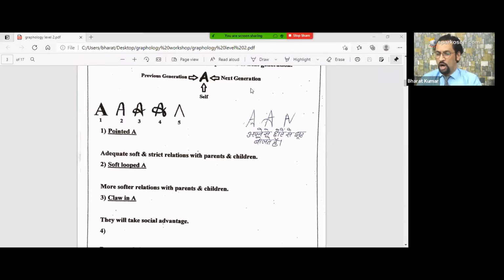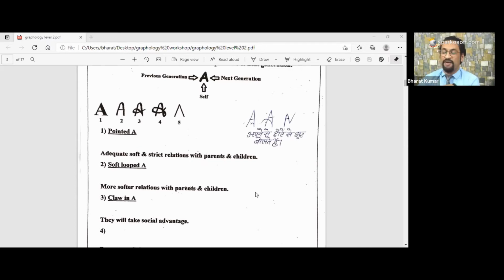Yeah, we will talk, don't worry. So soft loop, second type, they are most pleasing person in the house. They want to please everyone. They can compromise. Third one can compromise to take advantage. Fourth one just want to take advantage, but they are not liar. So they want to get recommended.